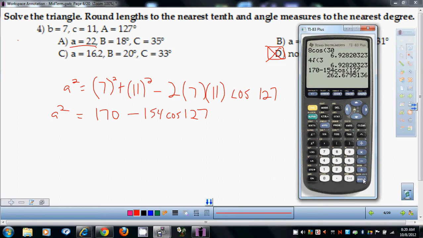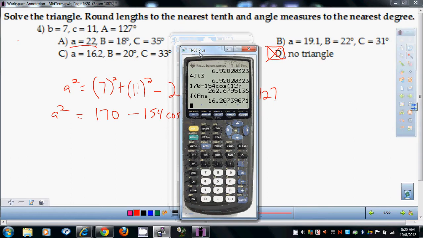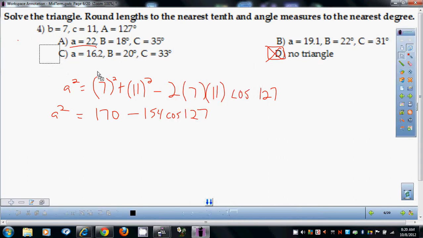Now, is that my answer? No. What do I have to do? Take the square root. Therefore, which answer is it? It is C. Little a is 16.2. Yay! Very good.